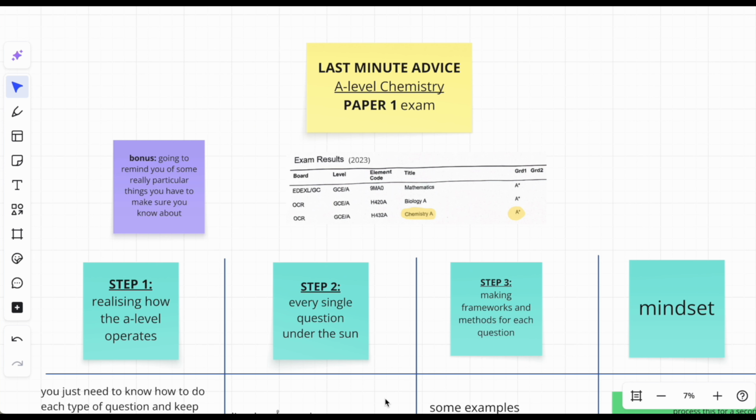The thing is, when it comes to chemistry, especially A-level chemistry, it operates the same way every single year, every single paper. Paper 3 is a bit rogue, but we don't talk about her. We'll get there when we get there. But specifically, Chemistry Paper 1 is very simple. All you really need to do is know the method of how to do the questions and then keep repeating that. And that's the nature of the paper.